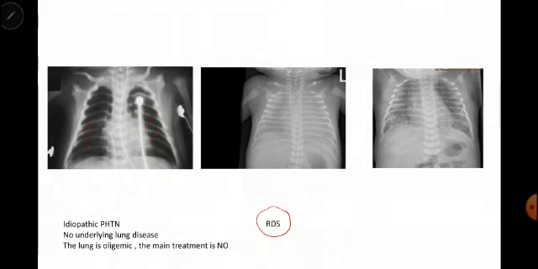treat the pulmonary hypertension, because the pulmonary hypertension in these two chest X-rays is related to the lung pathology. So if we treat the lung pathology, the pulmonary hypertension will improve. But in this first chest X-ray, the lung is clear and there is no pathology in the lung. So we have to treat the pulmonary hypertension with nitric oxide, which is the first line management of pulmonary hypertension.